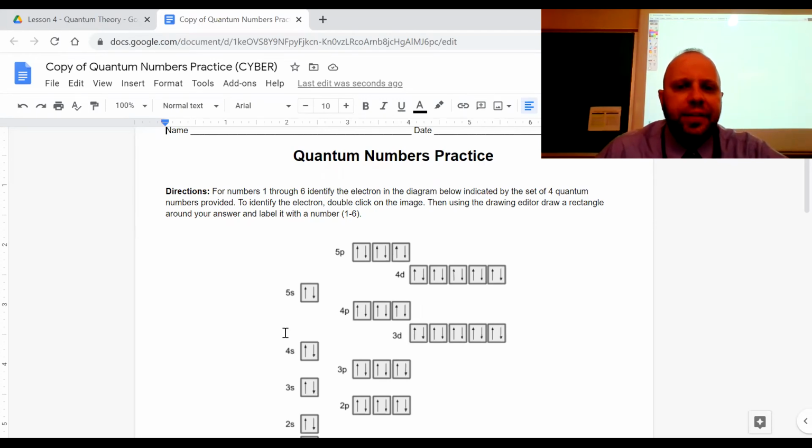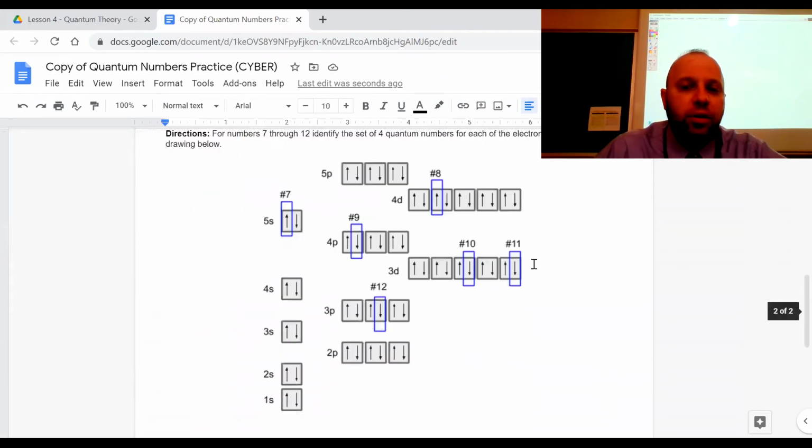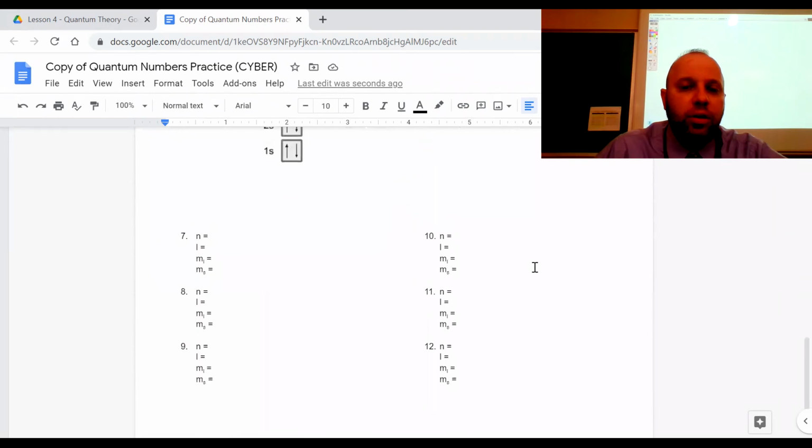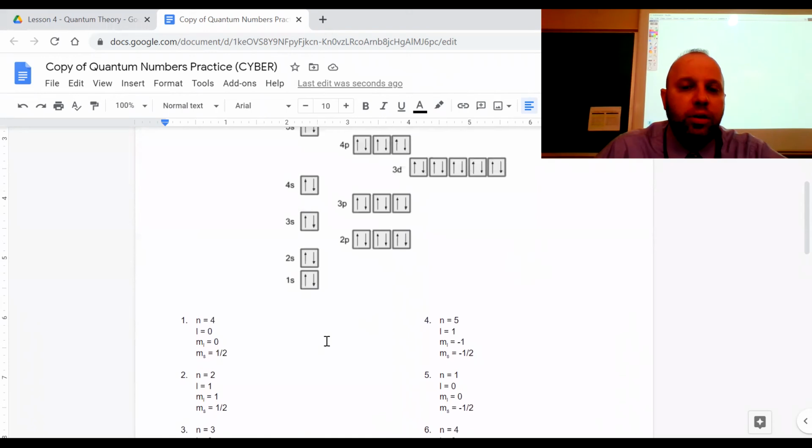Okay, we are now looking at the quantum numbers practice sheet. What I wanted to do was show you an example of what I am asking you to do for homework. There are 6 problems in the first section of this, and there are 6 problems in the second section, and we're going to do 1 of each type of problem. So if we look at the first part here, for problem number 1, we have a 4th energy electron in the S sublevel. So this is 0, remember this one also must be 0, pointing upward, so a 4s pointing up.